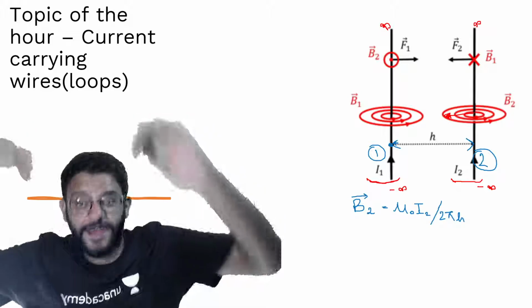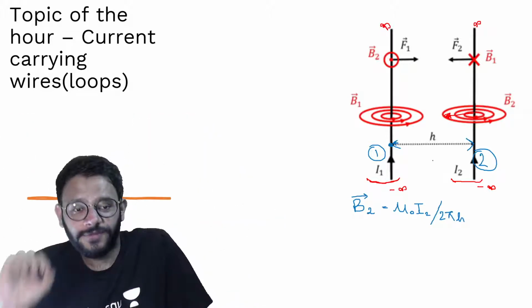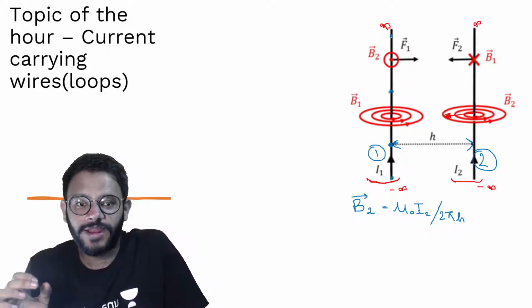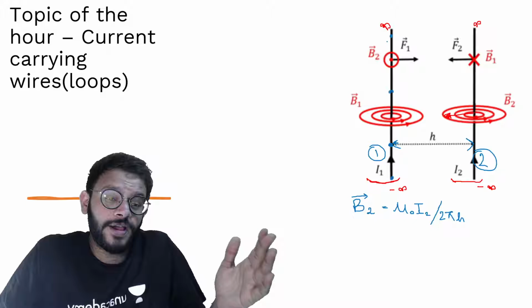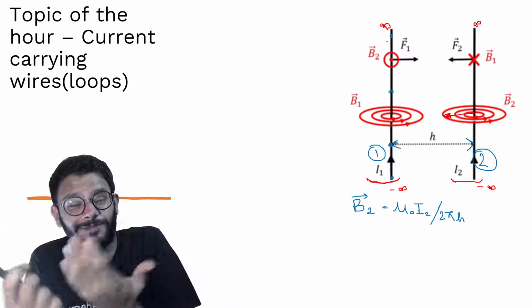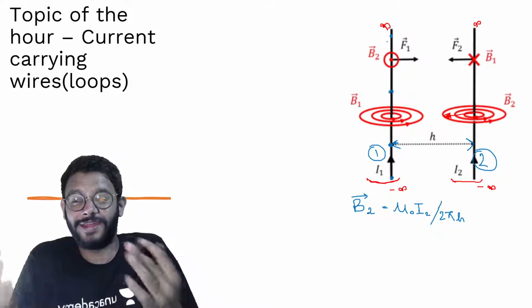Since they are infinitely long, I do not care if the magnetic field is going to be any different over here or over here. They are infinite in length. For both the wires, the length is infinite, so the magnetic field acting has to be the same. That is the symmetry of the infinites.